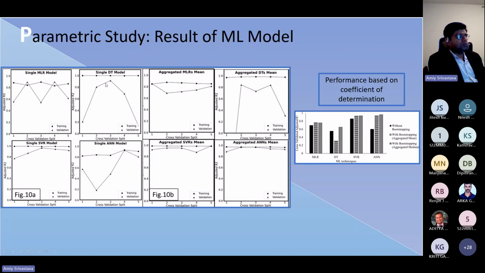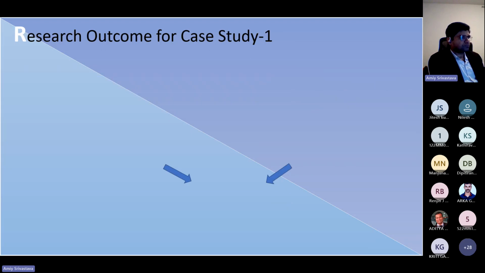And you see, after bootstrapping our model is better than without bootstrapping. You see the gap between the two plots. And then we see our cross validated R square. For SVR and ANN, we saw that we have a higher R square value compared to MLR and DT. Okay, so that's how it is, and let's move on.